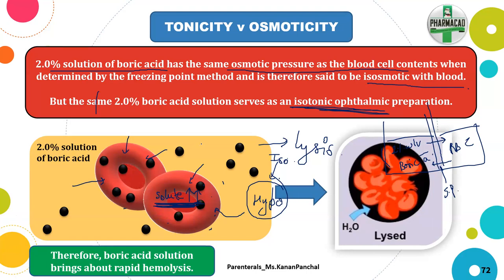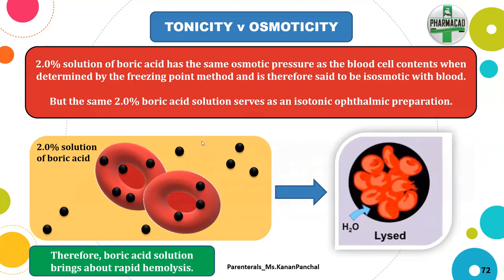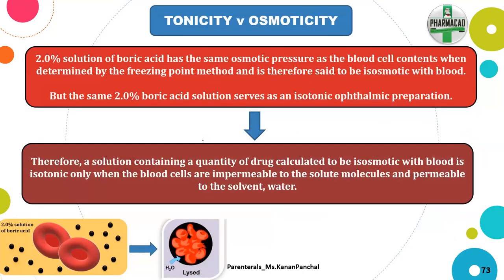Now, this is not the case in ophthalmic tissues. That is why boric acid can be used in ophthalmic preparation. Okay? Therefore, a solution containing a quantity of a drug calculated to be isoosmotic will be isotonic only if they do not permeate into the blood cells. Did everyone understand this?